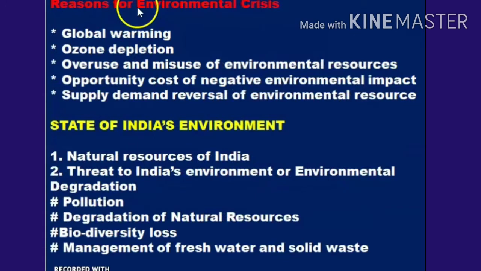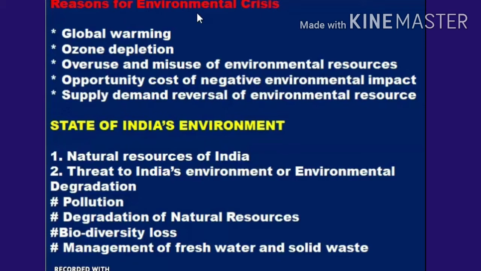So, reasons for the environmental crisis. What are the reasons for the environmental crisis? First is global warming, second is ozone depletion, then overuse and misuse of environmental resources, opportunity cost of negative environmental impact, and demand reversal of environmental resources. So these are some of the causes of the environmental crisis.